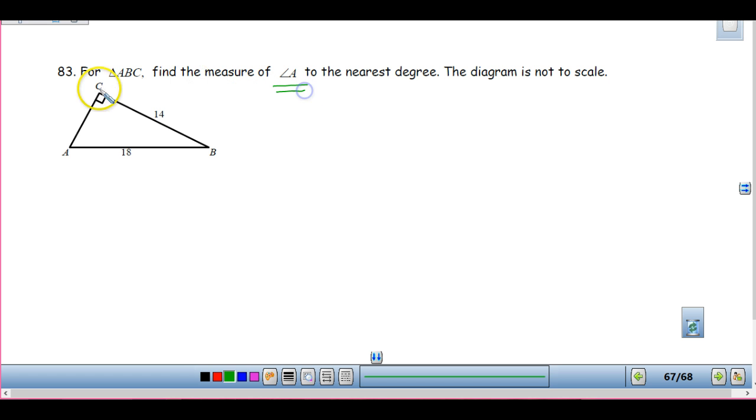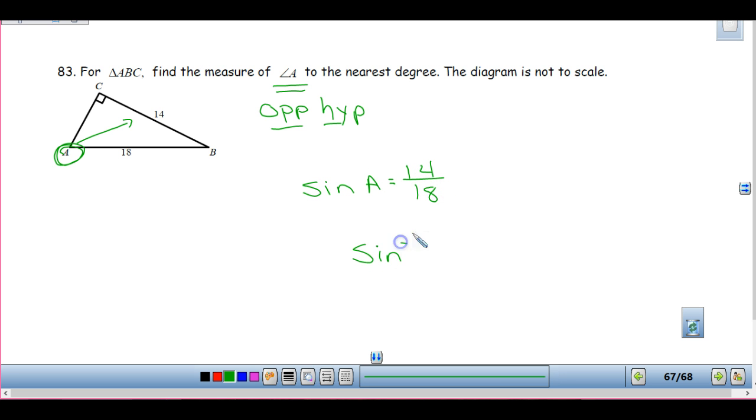Now we want a to the nearest degree. Now I do have the hypotenuse. I have the opposite and I have the hypotenuse. So O and H is my sine. So sine of A is going to be opposite over hypotenuse, or the sine inverse of 14 over 18. And now A is going to equal 51.06 degrees.